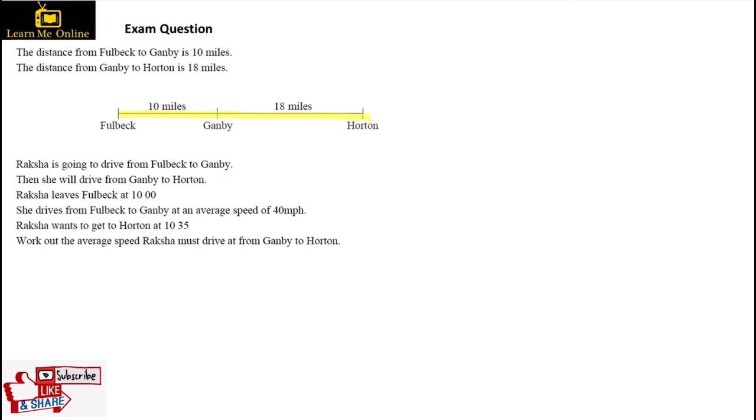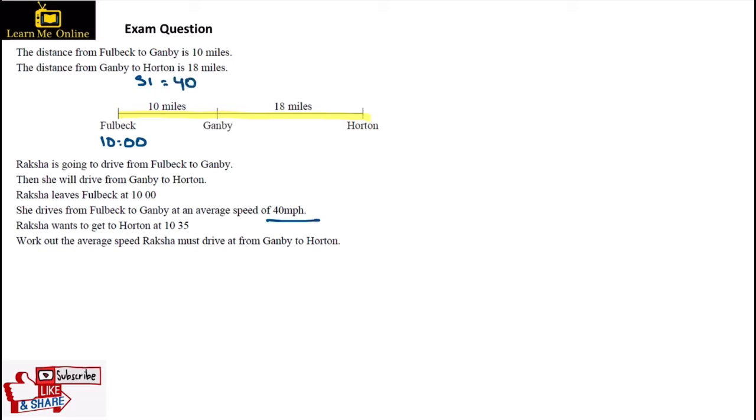Now this says that Raksha leaves Fullback at 10 o'clock. So I'm going to write down the time over here. The start time is at 10 o'clock, which would be here. She drives from Fullback to Ganby at an average speed of 40 miles per hour. So I'm going to write it down that the speed, I'll say that is S1, and S1 would be 40 miles per hour.